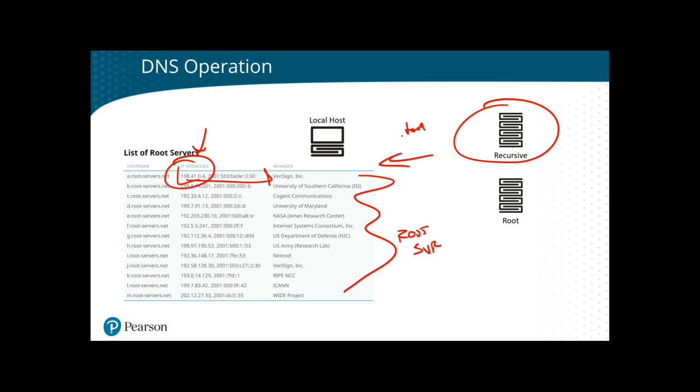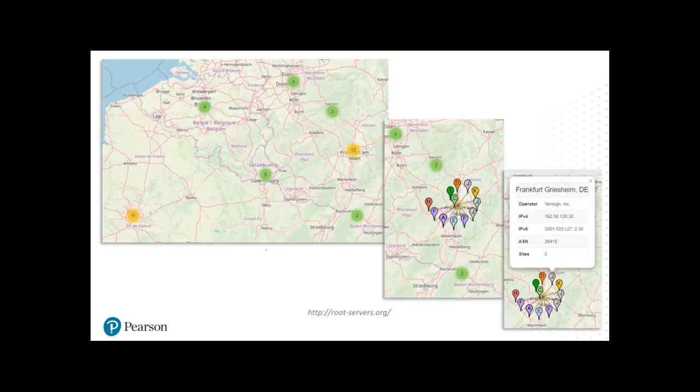So what happens here is the recursive server is going to ask one of these root services, how can I find out about .tech? Who do I ask about .tech? Now again, each root server is not a single root server. You can explore this at rootservers.org. I put the URL down here. I believe it's also in that extra document that you can download and play around with.